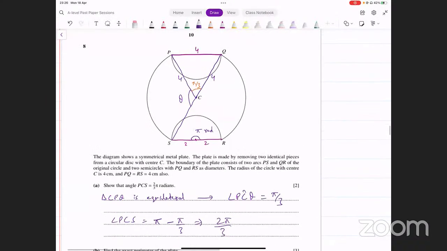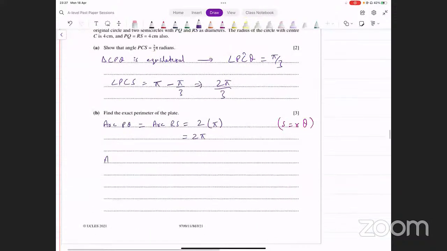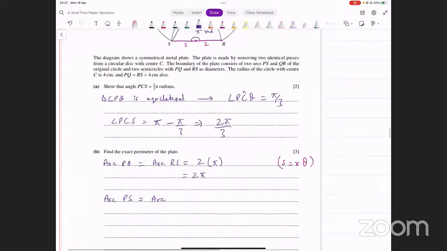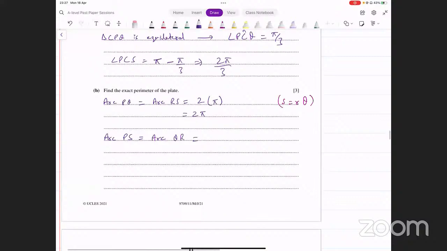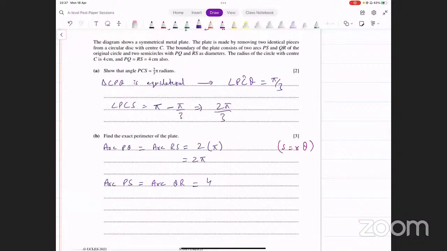अब क्या चाहिए आपको? Arc PS and arc QR. दोनों ये भी same है. ये arc और ये arc ये भी दोनों equal हैं. कोई भी एक निकाल लें, उसको 2 से multiply कर सकते हैं. फिर let's find the arc PS. Arc PS, and that's the same as the arc QR. दोनों में same ही angle होगा. It's a symmetrical figure. What's the radius? Radius यहाँ पे 4 है. So S equals R theta again. Radius times the angle. 4 into the angle. Angle हमने first part में find किया. That's 2 pi over 3. What does that give us? That gives us 8 pi over 3.